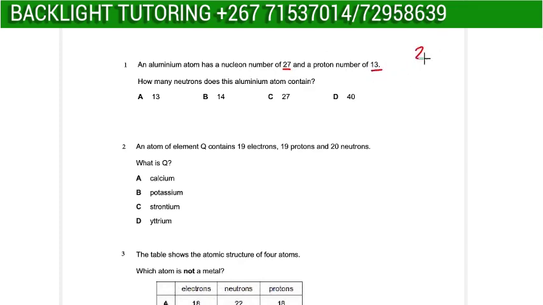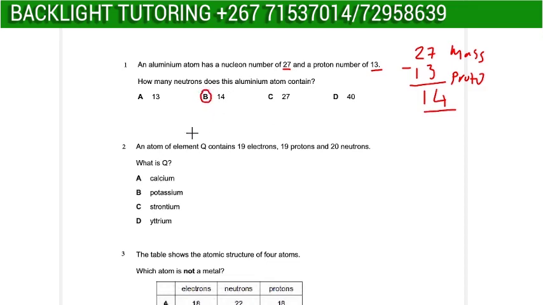So we're going to say 27 minus 13. Remember this is the mass number, and then this is the proton number. So we want to find the neutron. 7 minus 3 is 4, 2 minus 1 is 1. That will be 14.